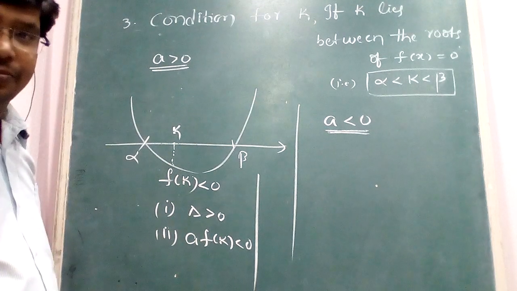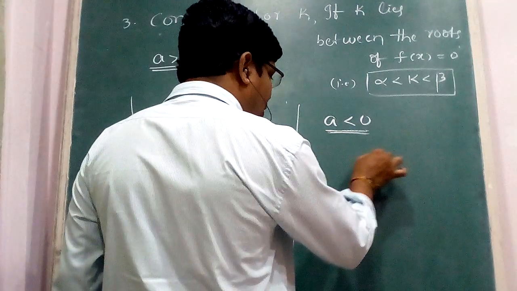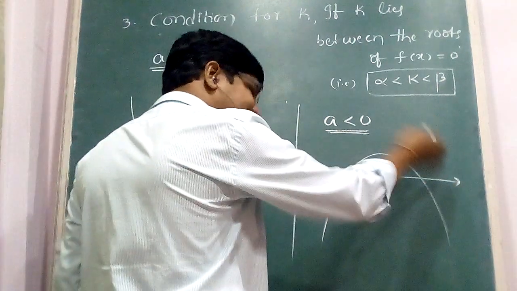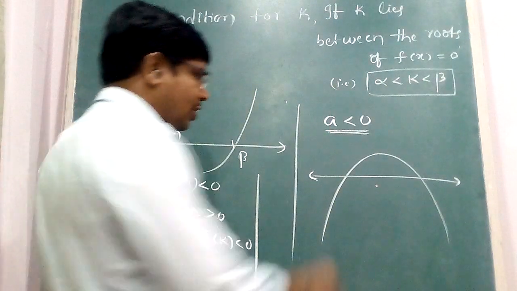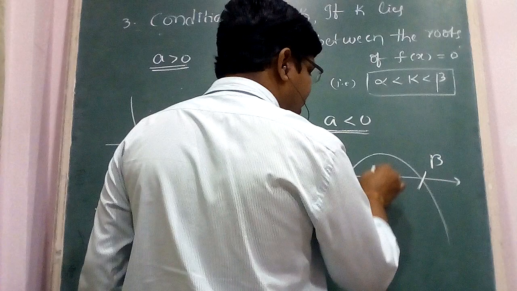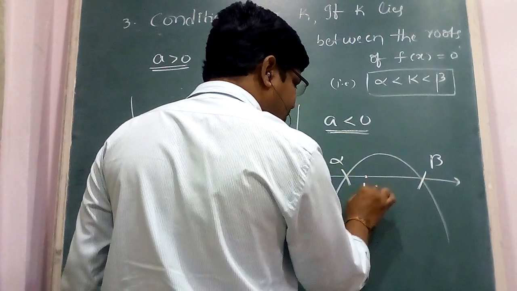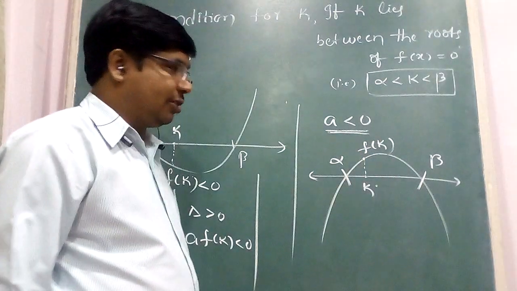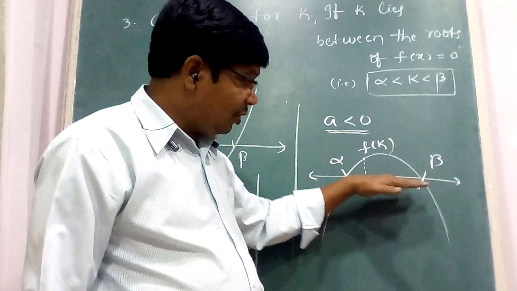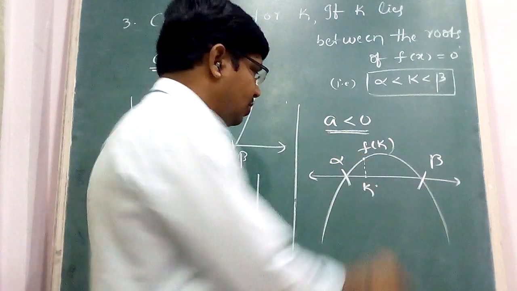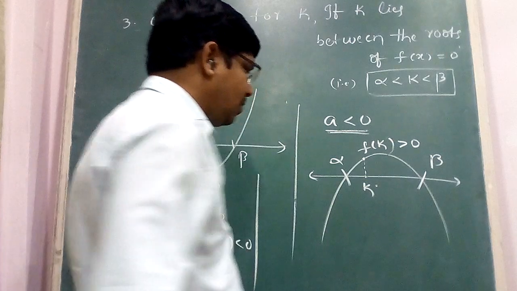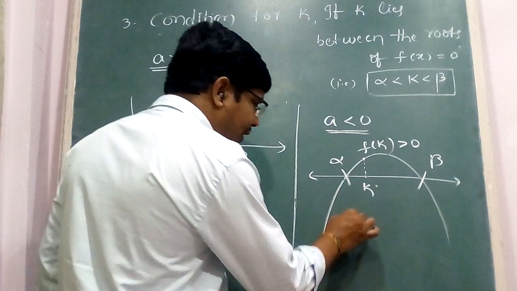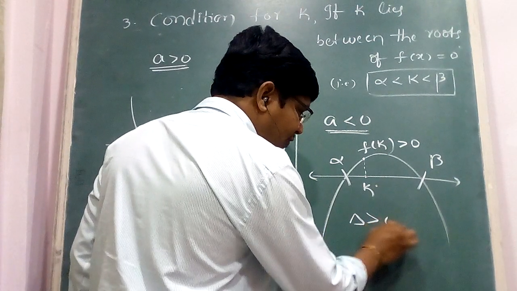Suppose you take a value negative, then the graph is downwards, you get a maximum value. Either take the x-axis or the real number line. Here alpha, beta, between them you can take anywhere. Here I am taking k on the x-axis. This point is f of k. You know already the wave curve method. Above the x-axis is positive, below the x-axis is negative. The point is always positive. Alpha is never equal to beta, because between these two is k. So delta, distinct real roots, that's why delta greater than 0 is the first condition.